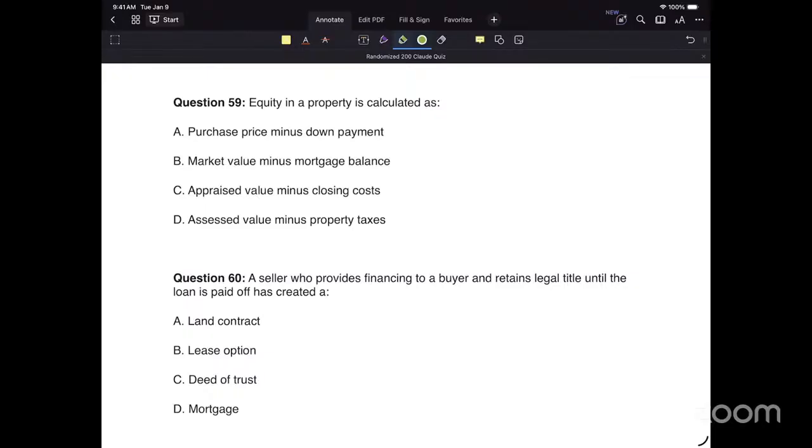Okay, well, let's eliminate, because this is the best way to answer these questions. Appraised value minus closing costs? Your closing costs are about the loan. This has nothing to do with value. No. Assessed value minus property taxes? Well, no. We use the assessed value to find property taxes. So is it market value minus the mortgage balance or the purchase price minus the down payment? Well, let's take a look at this. Let's say I could draw a straight line.